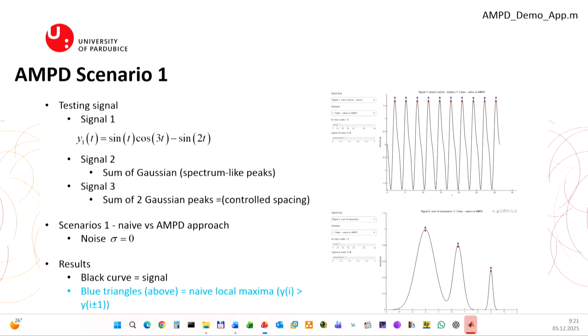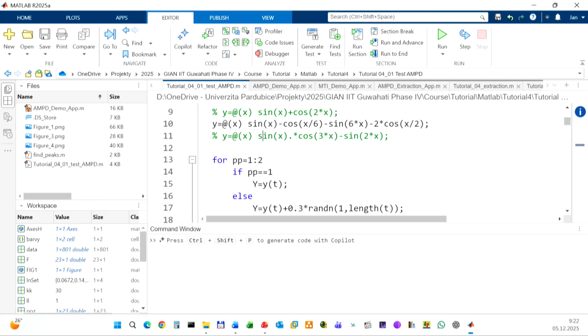If you set the noise parameter, standard deviation sigma, to null, it is again without noise, and the result is our signal, the black curve. The blue triangles are the naive local maxima approach, where the condition is y[i] is higher than y[i plus minus 1], so it is a very naive approach for identifying maxima. And the red one is of course the AMPD algorithm. So please run this application.